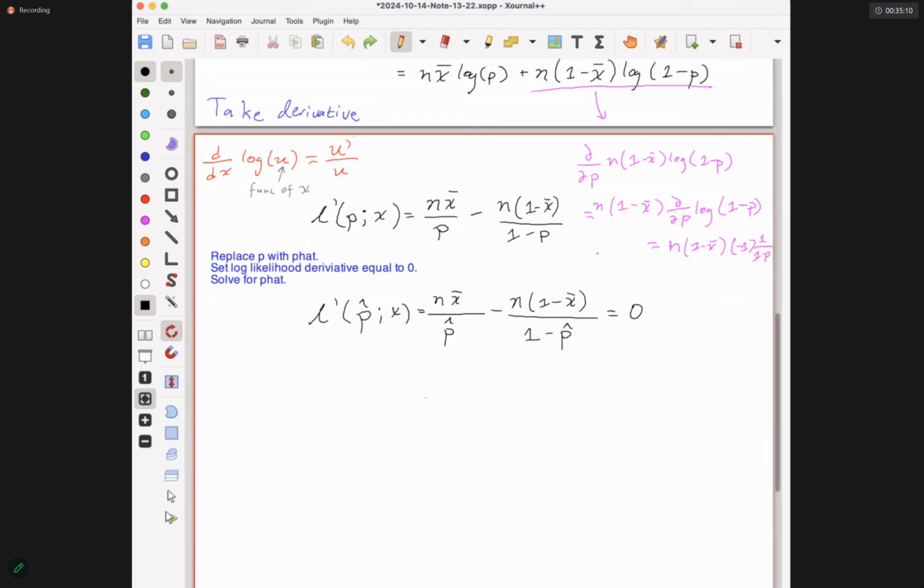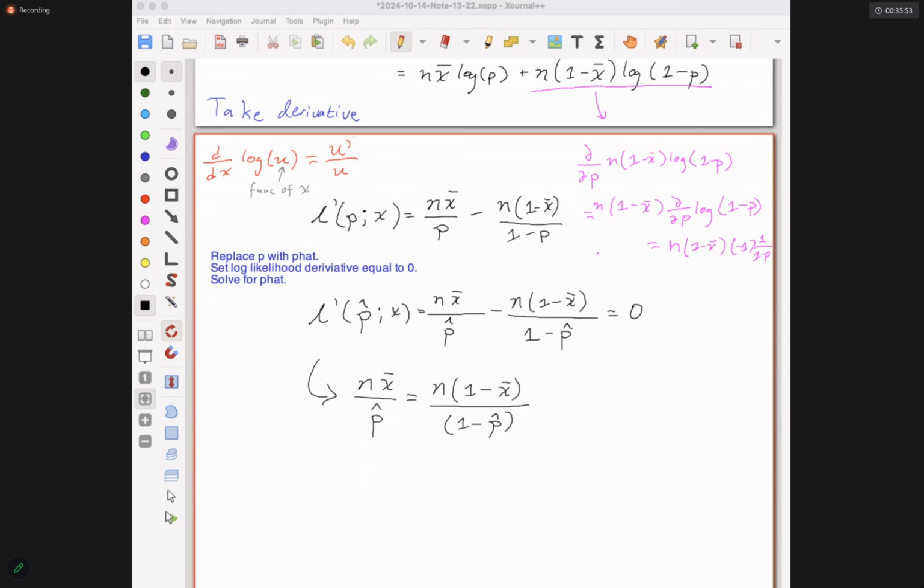So we can add this thing here to both sides. And we get n x bar divided by p hat equal to n times 1 minus x bar divided by 1 minus p hat. Does that make sense? Yeah, so our first step is just to add that to the other side.